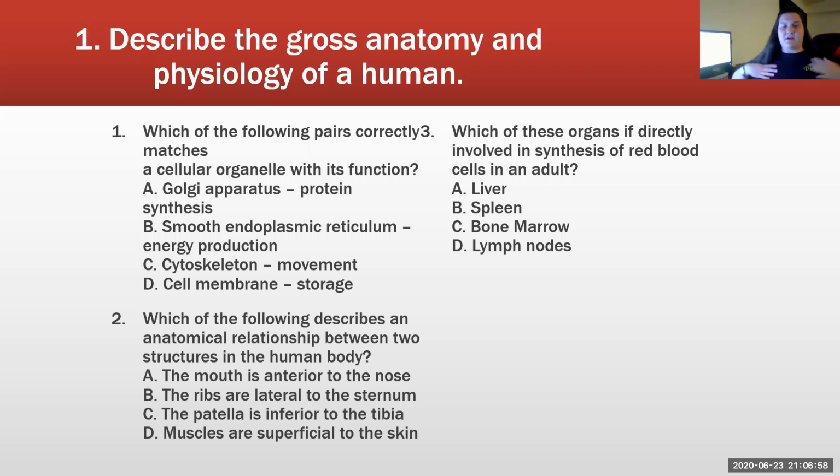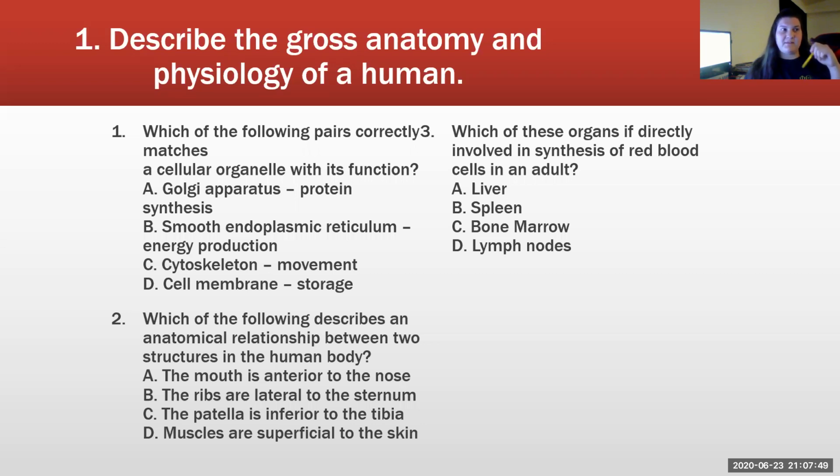The ribs right here are lateral to the sternum, this middle bone that connects your true ribs. The ribs are off to the side, they're lateral to the sternum. We could also say that the sternum is medial to the ribs, if we wanted to put it in different terms. The mouth is not anterior to the nose. The eyes are anterior to the nose. The mouth is inferior to the nose. I apologize, the mouth is inferior to the nose. The eyes are superior.